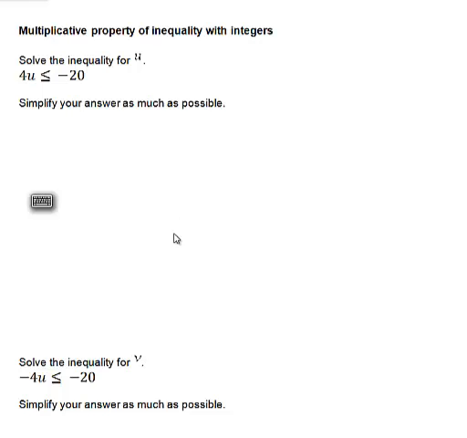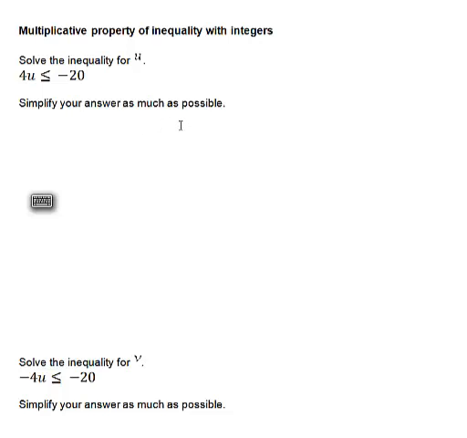When we're working with inequalities, the addition and subtraction properties are the same as working with equations. But with multiplication and division, things are a little bit different. It's only when we're dividing or multiplying by a negative number to find our final answer. Let's walk through some of the problems to show what the differences are.